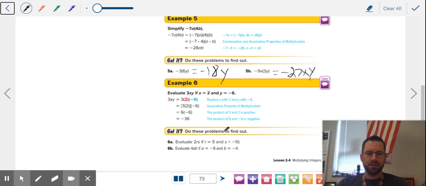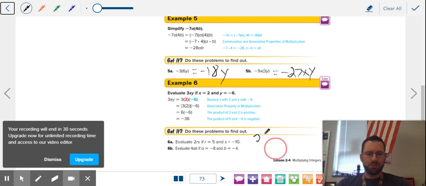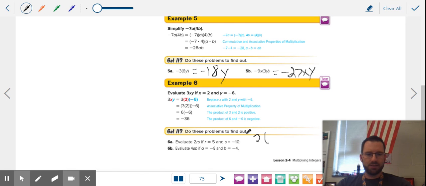Now we have some substitution. You guys remember we did that, and it was a lot of fun. So let's keep it going. 2rs. r was 5. s was -10. So that's 10 times -10 is -100.